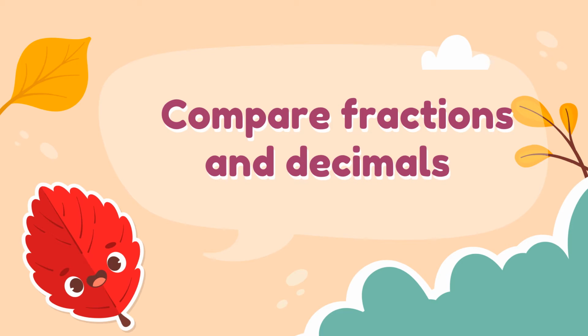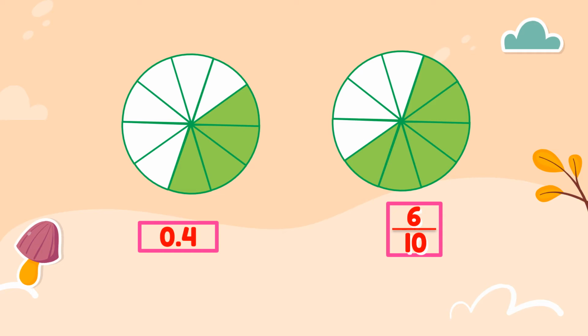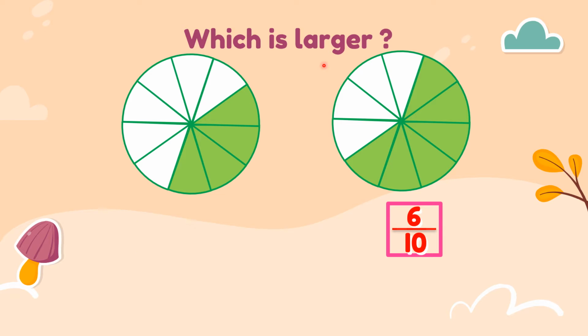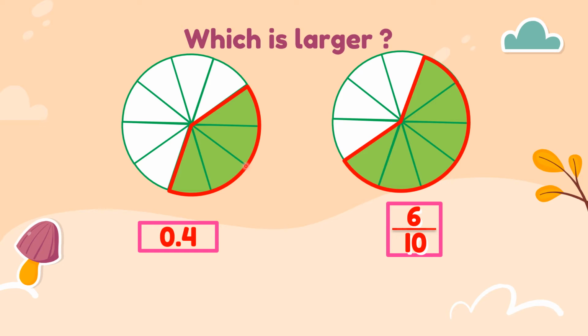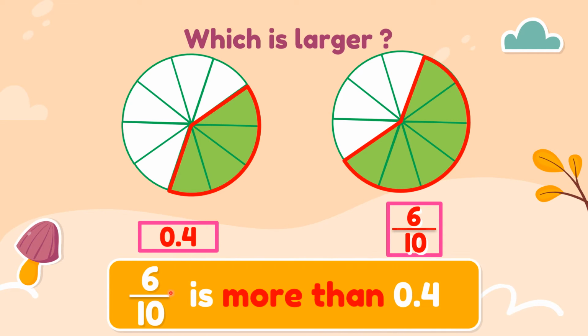Compare fractions and decimals. Look at this example. Which is larger, 0.4 or 6/10? Let's look at the colored parts. Which is larger? Yes, 6/10 is larger than 0.4. So, 6/10 is more than 0.4.